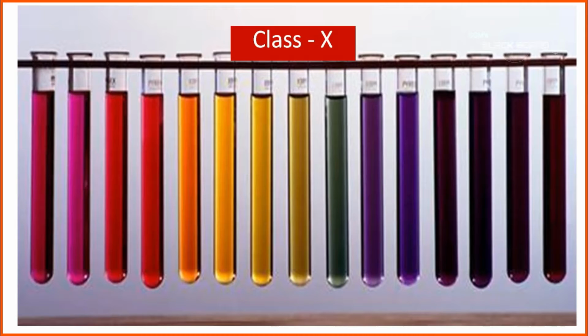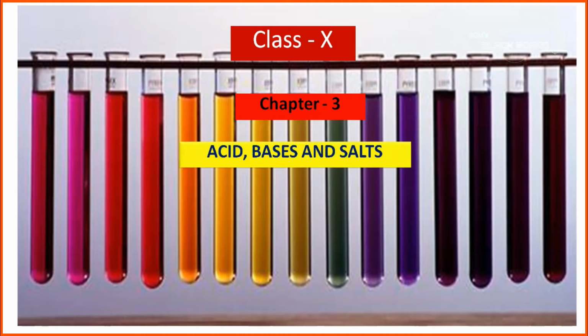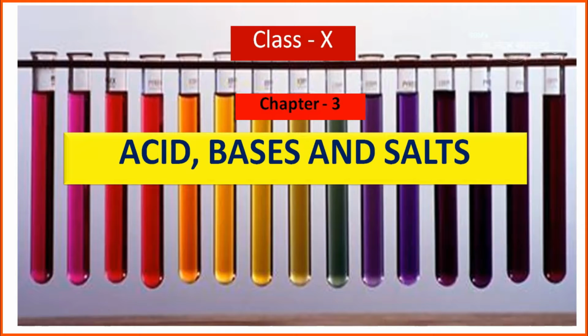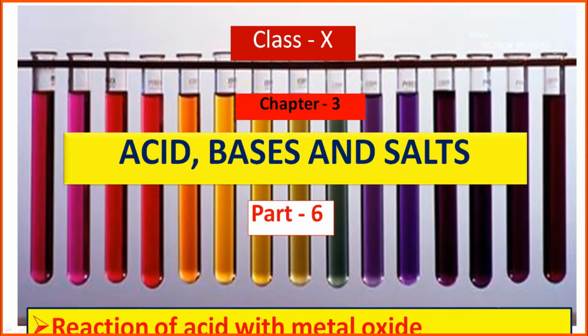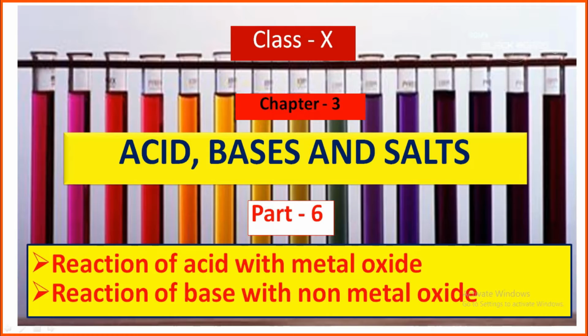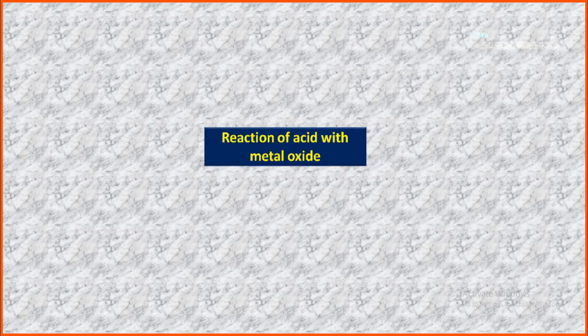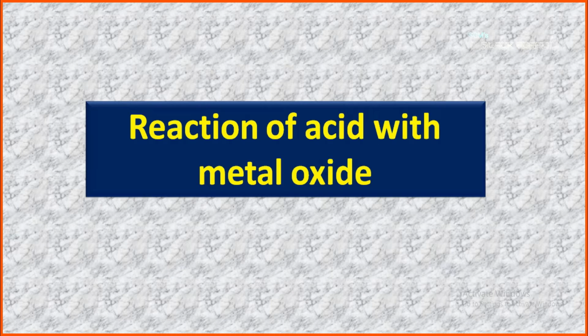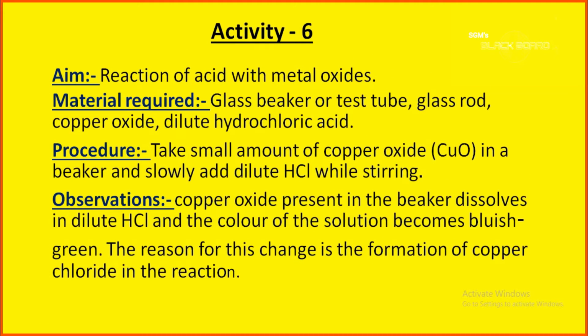In this session, we are going to discuss Class 10th, Chapter 3, Acids, Bases and Salts, Part 6: reaction of acid with metal oxide, and reaction of base with non-metal oxide. First, let us discuss the reaction of acid with metal oxide. The aim of the experiment is the reaction of acid with metal oxides.